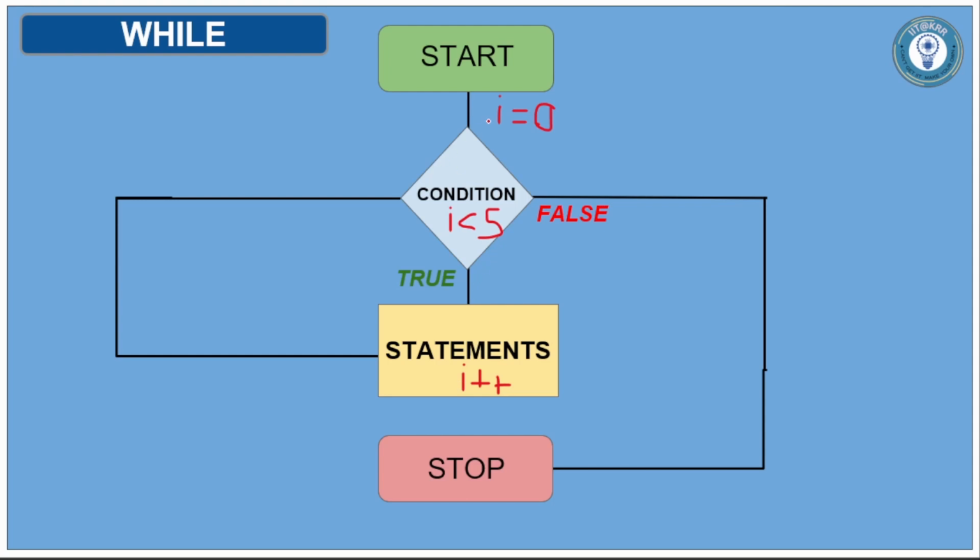When the value of i is equal to 4, the condition is true, it executes the statement and increments the value of i. Now the current value of i is 5. So the condition is false. So it goes like this and it will terminate the loop.